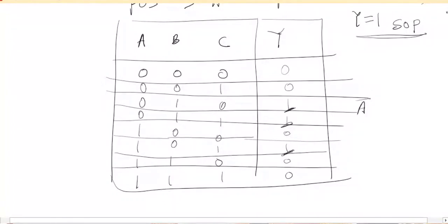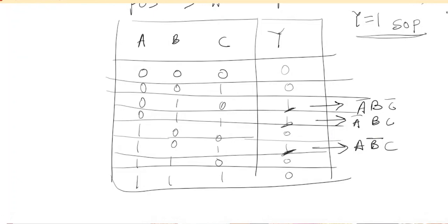So 0 means A bar, then B, and then C bar. Clear? Now the next one, 0, 1, 1. So 0 is A bar, B, and C. Now for this one, the min term value will be A, B bar, and C. Clear? A, B bar, and C.